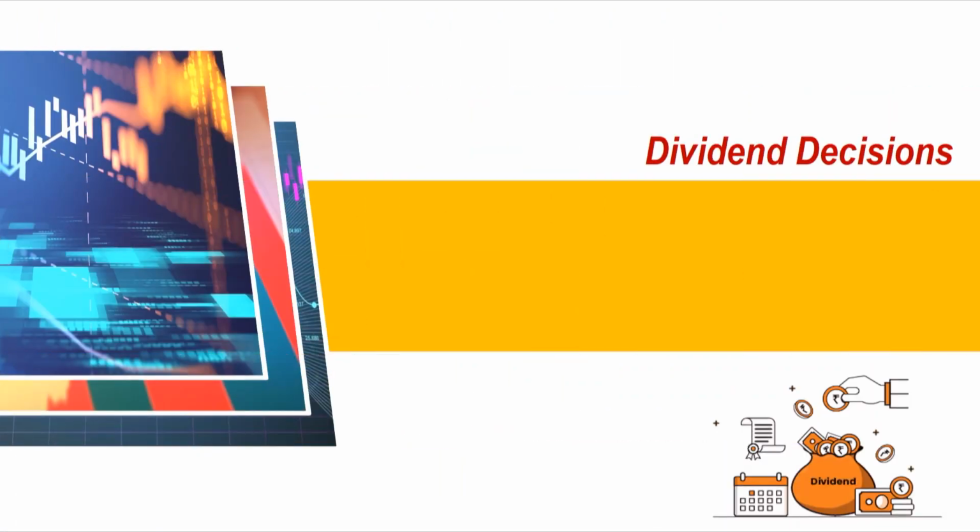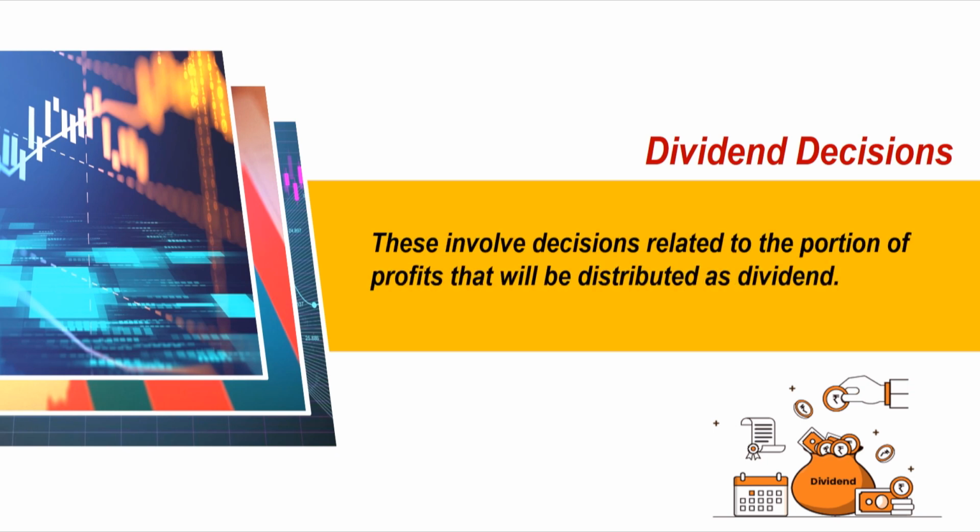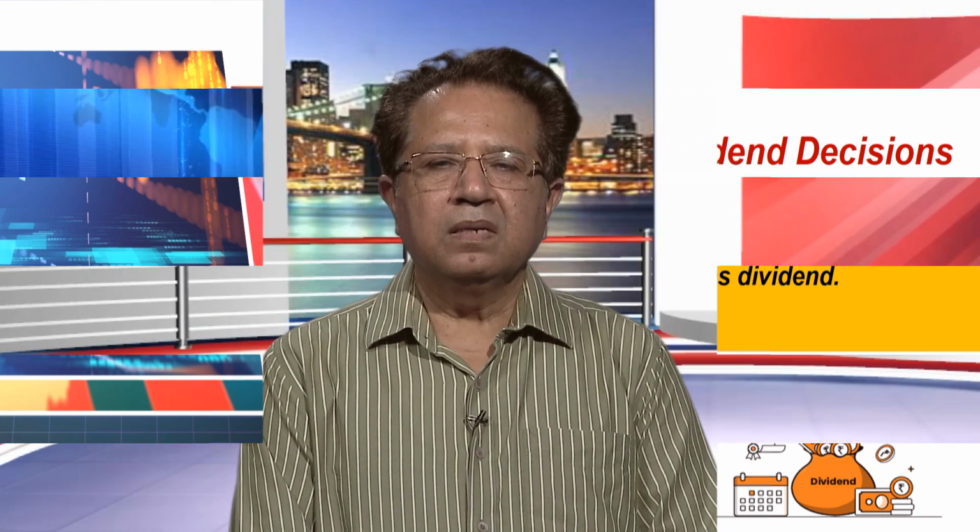The third type was the dividend decisions. These involve decisions related to the portion of the profits that will be distributed as a dividend. The shareholders always demand a higher dividend, while the management would want to retain the profits for business needs. Hence, the manager has to take an appropriate decision.